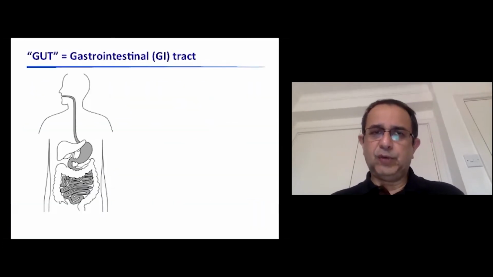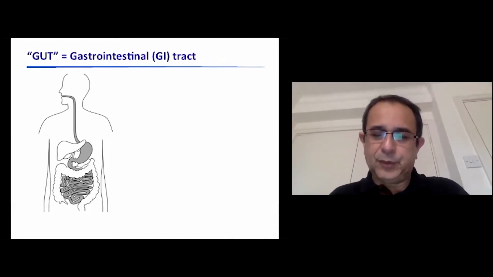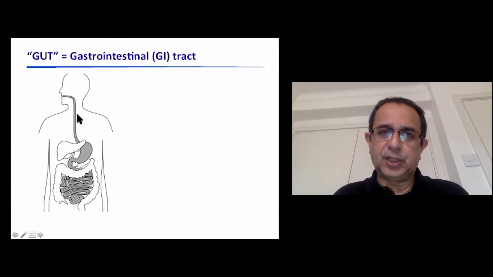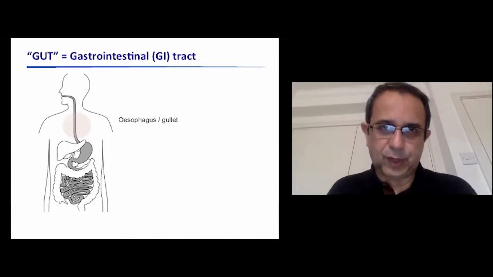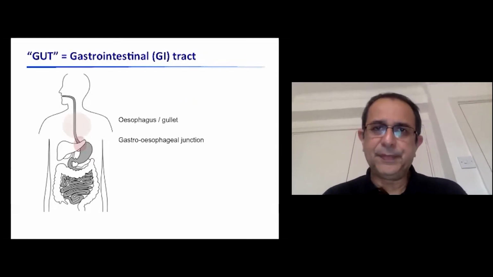So just to really orientate everyone, if you've forgotten what your science lessons said about what your gut looks like, here's a description. Our gastrointestinal tract starts at the mouth, and after the throat, which is called the pharynx, it joins this food pipe called the esophagus, or the gullet, as it's sometimes described. At the lower end of the esophagus, it meets the stomach, and that's described as the gastroesophageal junction.